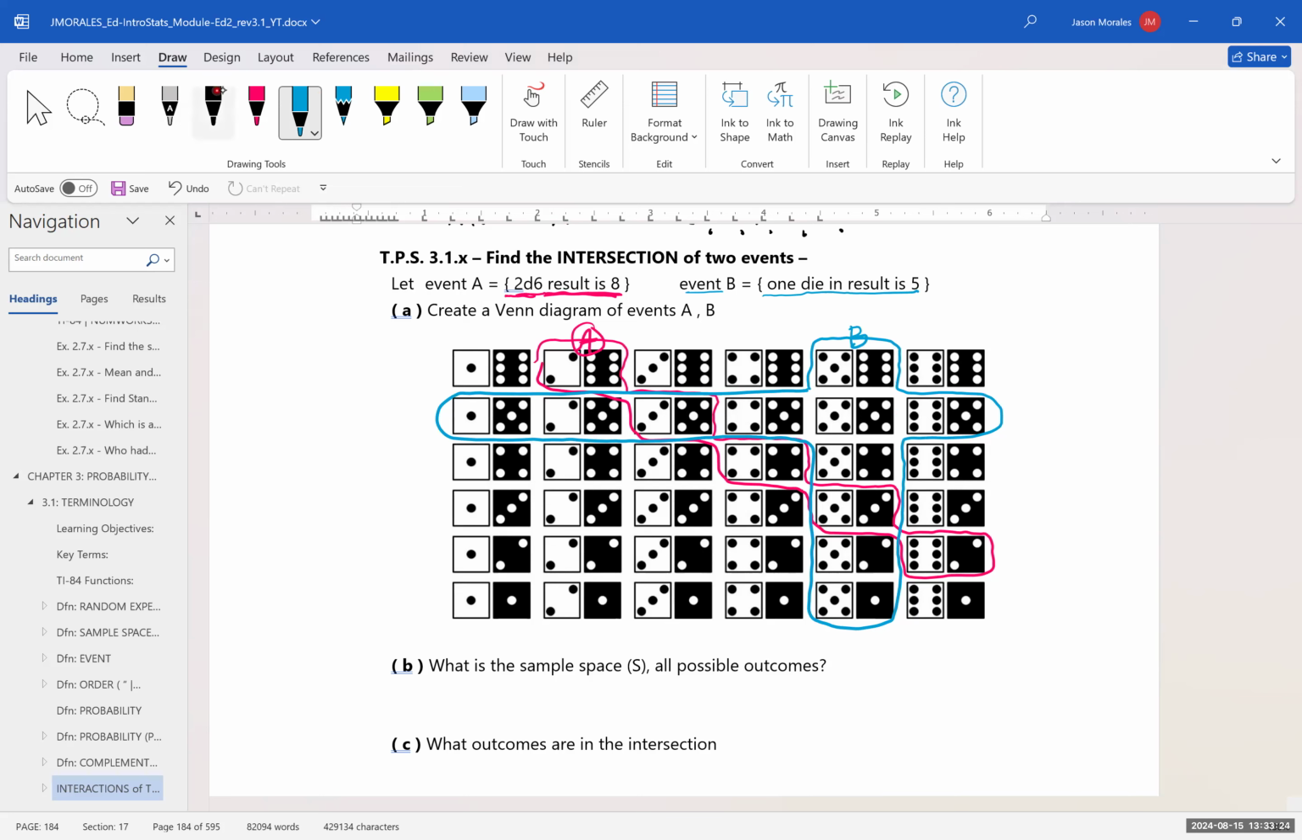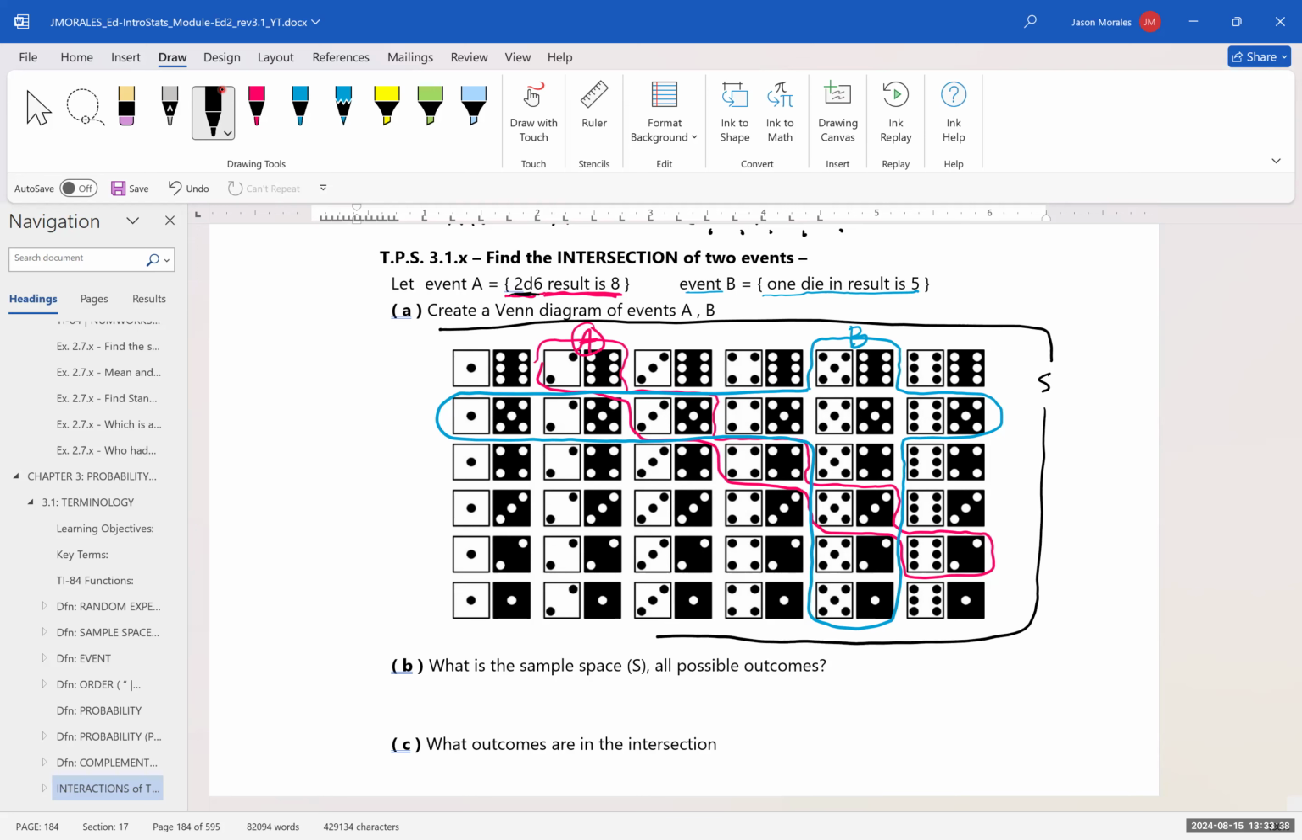And now let's draw our sample space. So our sample space is all possible outcomes of rolling two dice. So that's all of this. And remember, our events have to be contained within our sample space. So that's our Venn diagram. Part B is what is the sample space of all possible outcomes.